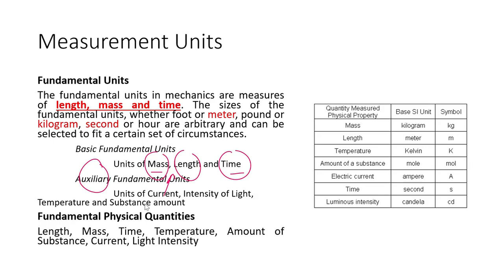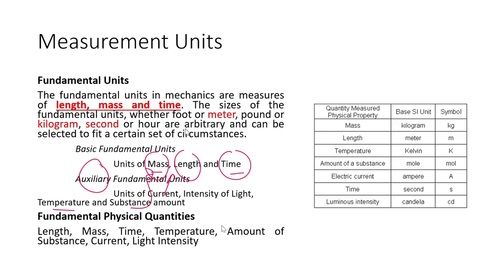Similarly, temperature and amount of substance involve mass, and temperature involves mass and time as well, as per modern physics rules. So these quantities are termed the auxiliary fundamental units. Length, mass and time have fundamental units as meter, kilogram, second, but the international systems of CGS can also be used, and foot, pound, second can also be used. So these systems are all fundamental systems, and these are used worldwide.